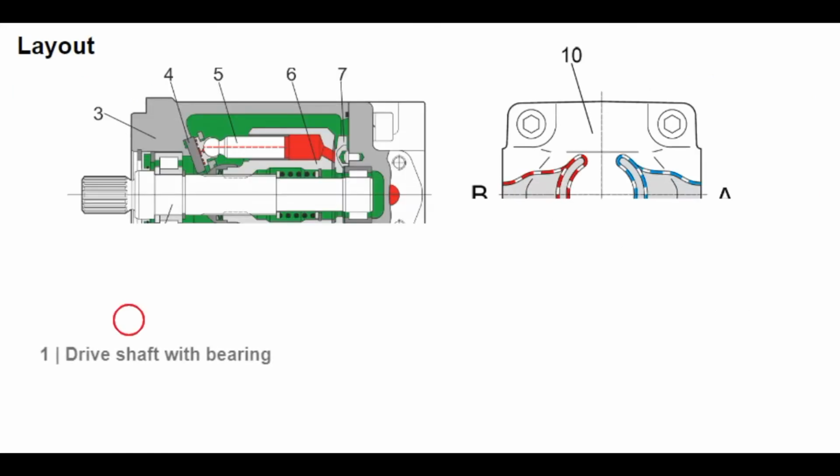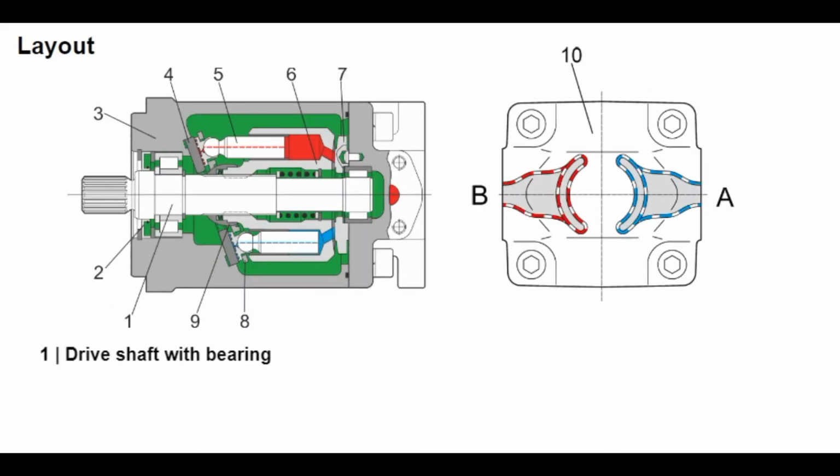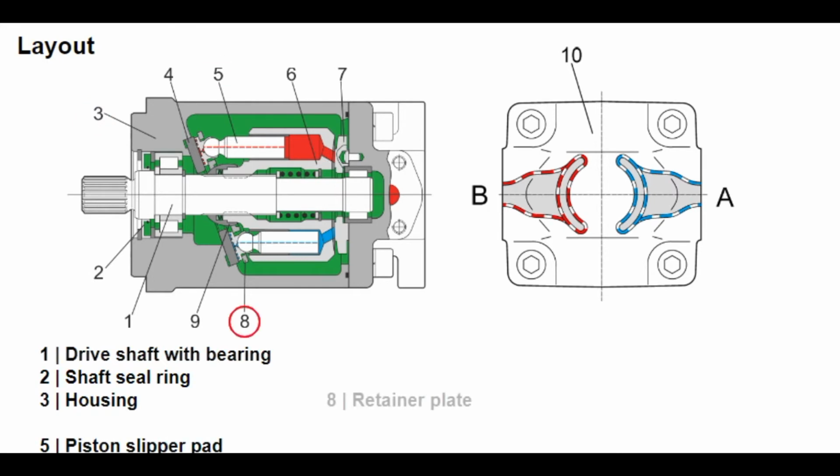The drive shaft 1 and bearings absorb axial and radial forces. A shaft seal 2, held in the one-piece housing 3 by a snap ring, seals the motor. The piston slipper pads 5 are hydrostatically mounted, slide bearing, to the sliding disc 4 by the retainer plate 8 and retainer ball 9. The angle of the sliding disc is determined by the housing 3, and thereby the pistons 5 perform a stroke movement while turning.